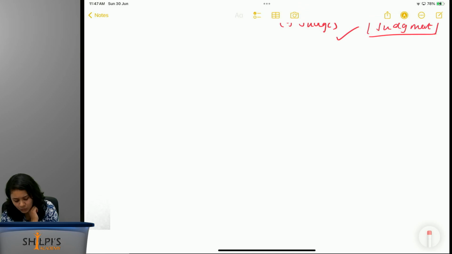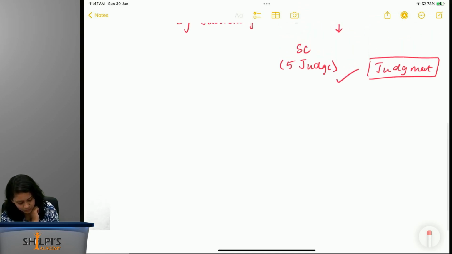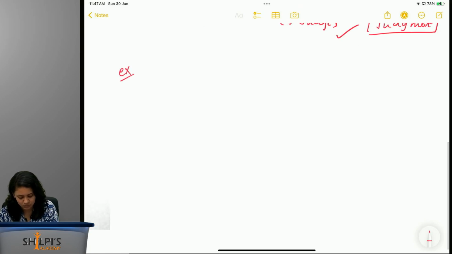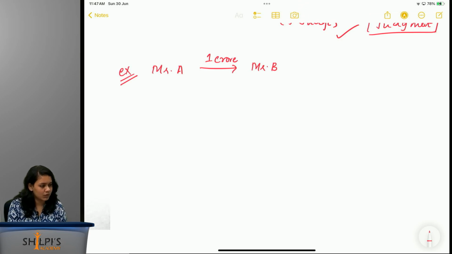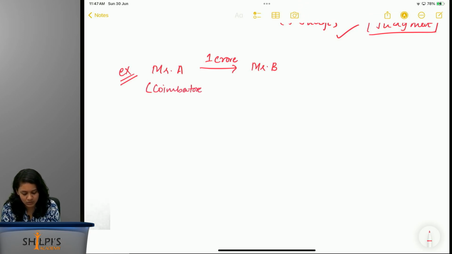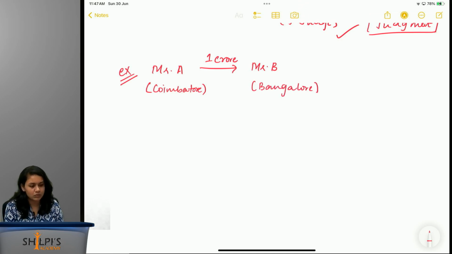Okay, we're moving on to example number 2. We'll go with my initial example, that is Mr. A lends money to a Mr. B of say 1 crore rupees. Mr. A is located in Coimbatore, whereas Mr. B is from Bangalore. Now we'll follow the same facts as last time. That is, Mr. A lent the money and then Mr. B did not pay it back within the required time.